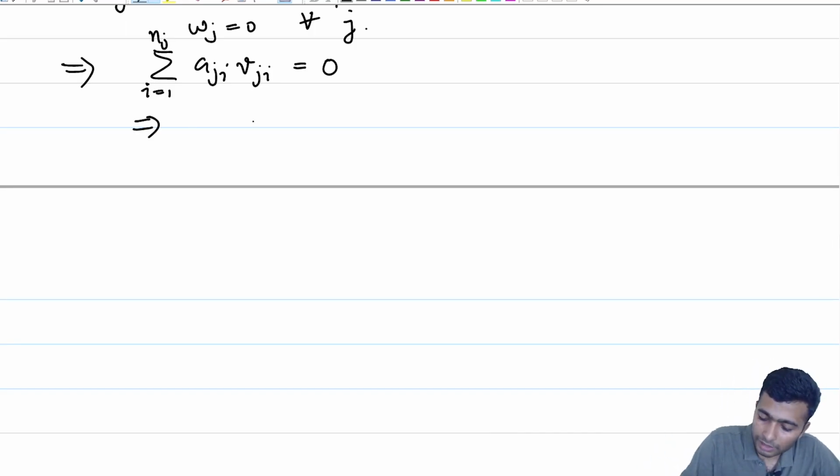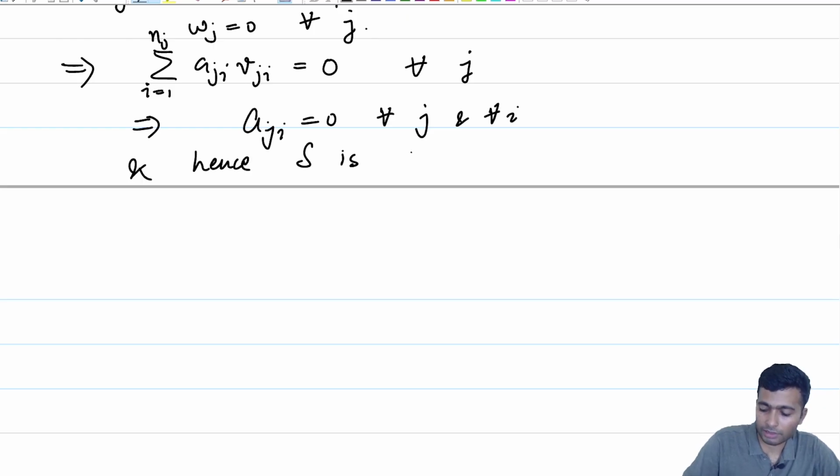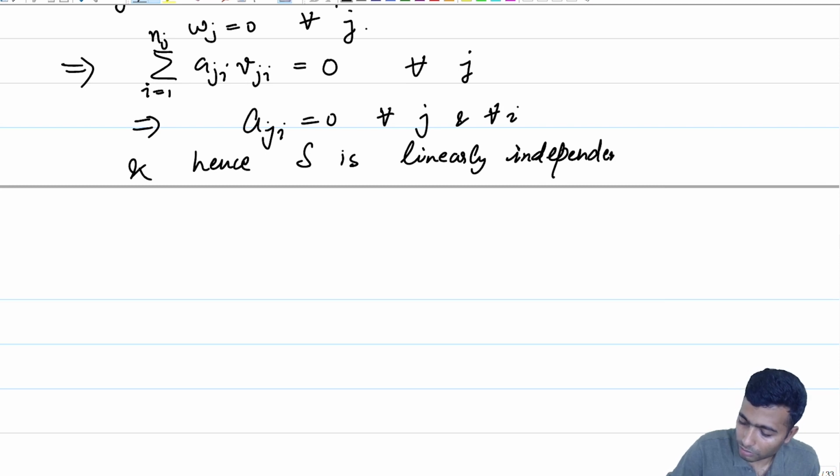This implies that, for all j, Aji is equal to the scalar 0 for all j and for all i, and hence S is linearly independent, because we took an arbitrary linear combination to be the 0 vector, and we notice that this forces each of the coefficients to be equal to 0. So, yes, this is a linearly independent set.